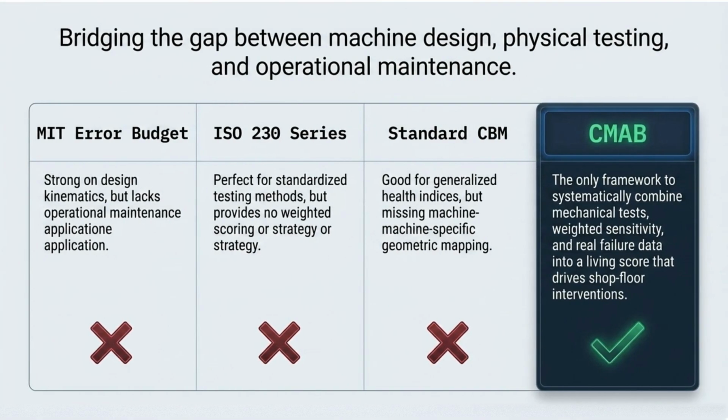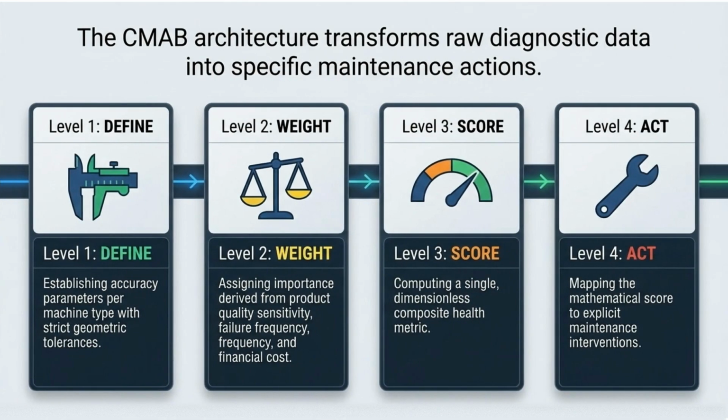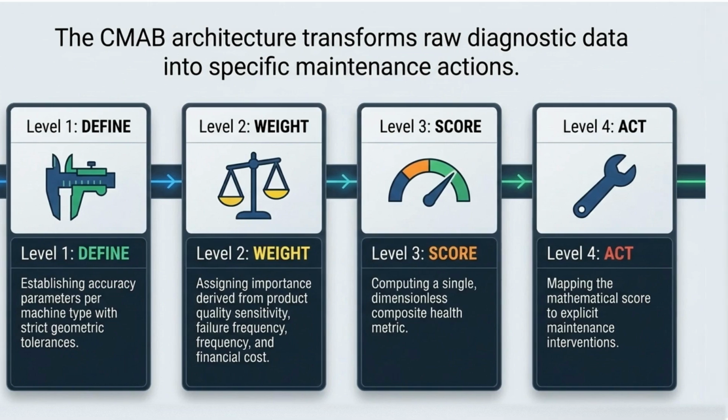CMAB bridges the gap between machine design, physical testing, and operational maintenance. Unlike other methods, CMAB systematically combines mechanical tests, weighted sensitivity, and real failure data into a single actionable score. The CMAB architecture follows a four-level process: define, weight, score, and act. This transforms raw diagnostic data into specific maintenance actions.